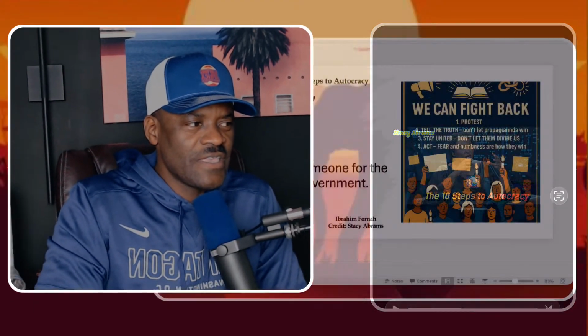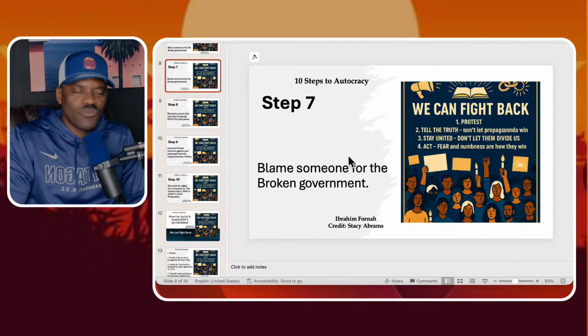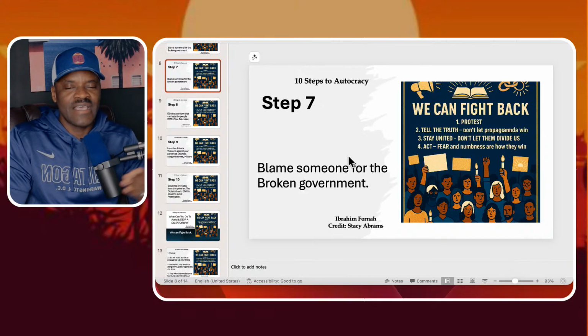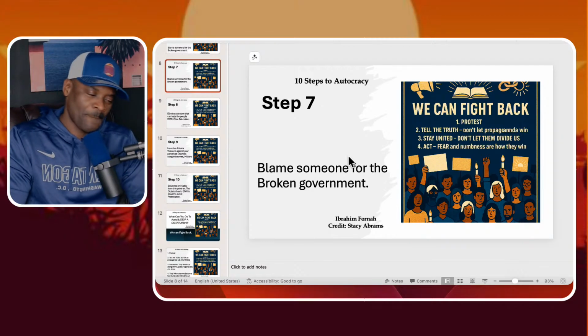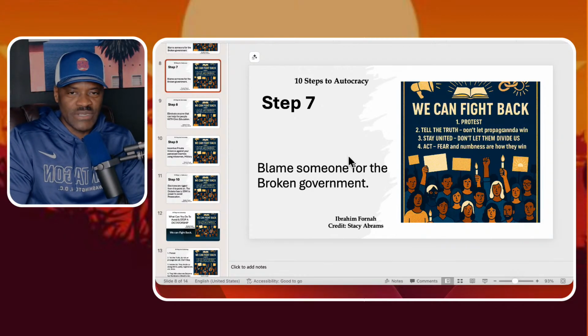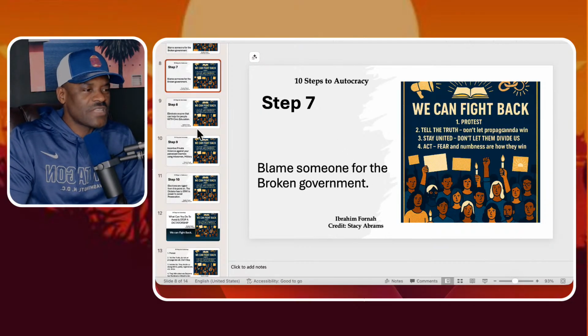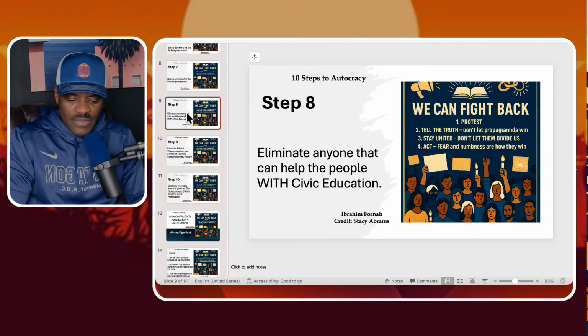So as you can see here, step number 7: blame someone for the broken government. That is what they do. Keep blaming the APC, right? Keep blaming the previous government. They forget that the people put them there to fix the problems that the previous government could not fix. They forget that completely and start going after them. Keep blaming, keep blaming. So that's step number 7. And let's go to step number 8. Let's see what step number 8 sounds like.